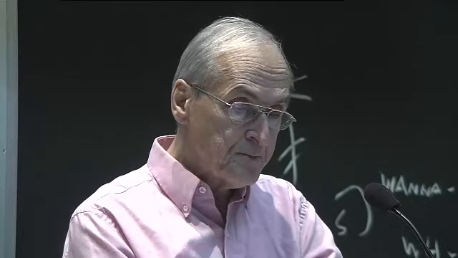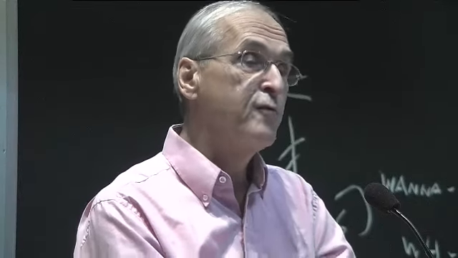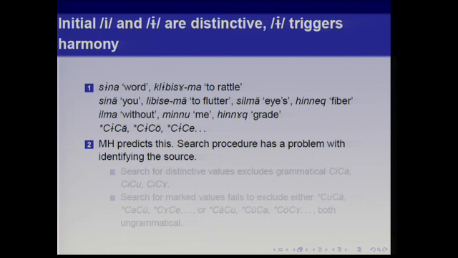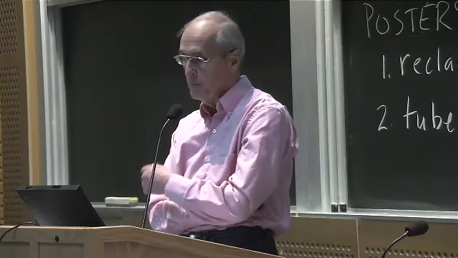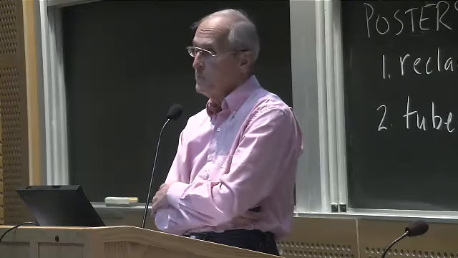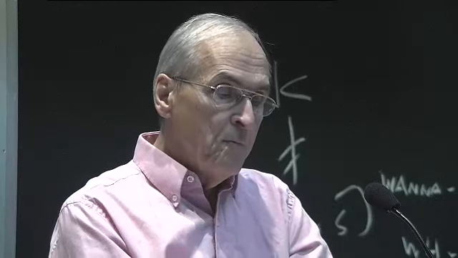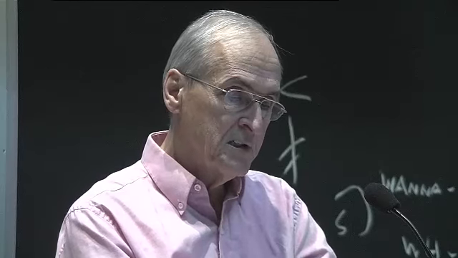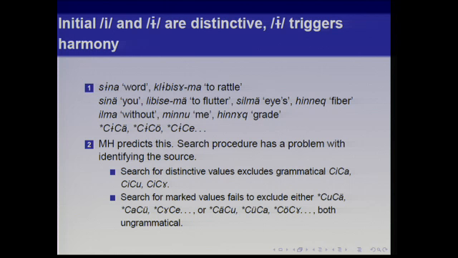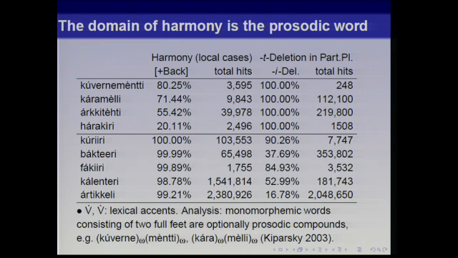So it's harmonic. So what's the distribution? You get 3 combinations out of 4. You get suna, sinä, and stuff like ilma. So you get all but the one combination that involves marked disharmony, so the back E plus front A. And that's predicted by the constraints. Whereas I couldn't figure out how to do this in the search procedure, because no matter what you search for, distinctive values or marked values, you seem to get the wrong result.